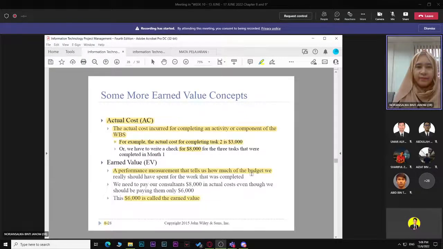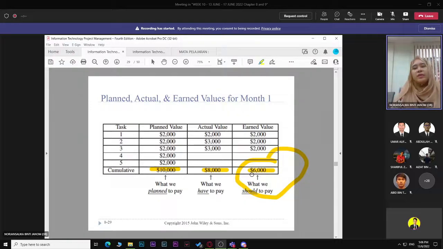So now, the value that you got, instead of you paying 8,000, you only got 6,000 value of task only. So you lost about 2,000. You are in a loss. Right? So you know that what we planned to pay was 10,000. What we actually paid was only 8,000. What we should pay, the earned value based on only 3 tasks, is 6,000. This is how you do the analysis.